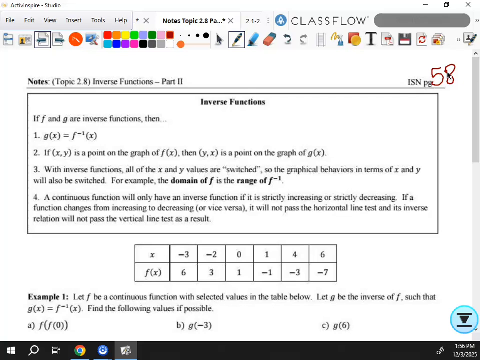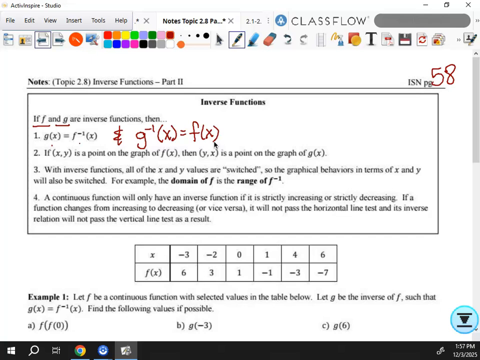So if f and g are inverse functions, then g of x equals f inverse of x. I could say that I have f and f inverse and they're inverses of each other, or I could just completely rename it as g or something like this. But if f and g are inverses, then g of x equals f inverse of x, and g inverse of x equals f of x, okay? Because they are inverses of each other.